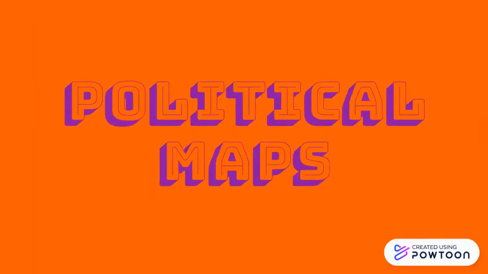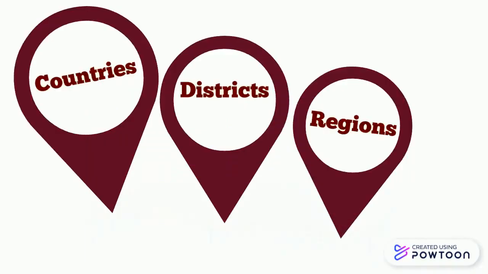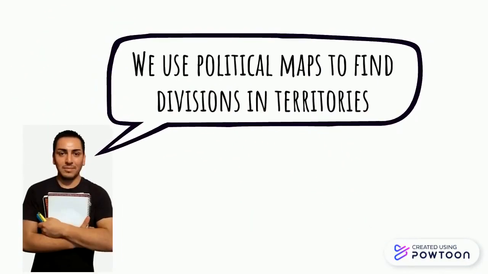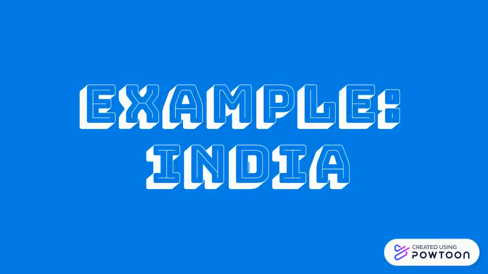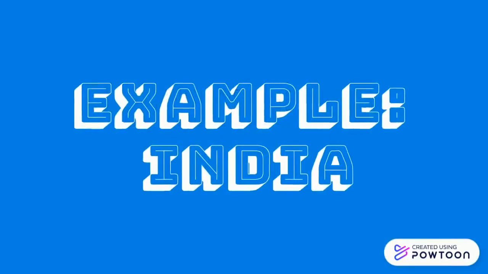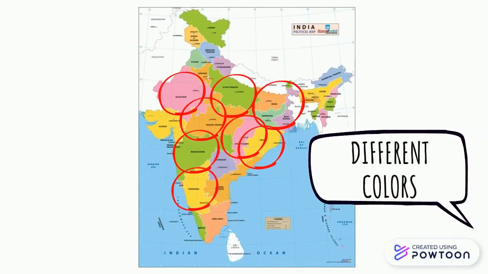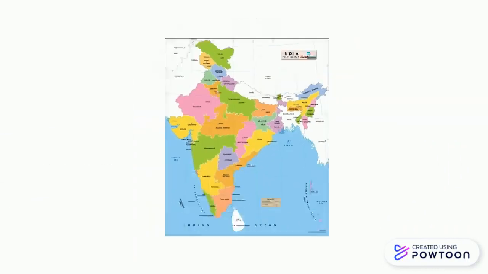So, first, political maps are used to find countries, districts, regions, and other political sections in different nations. India, for example, is divided into many territories that are represented by different colors here in this political map. These territories are called states.